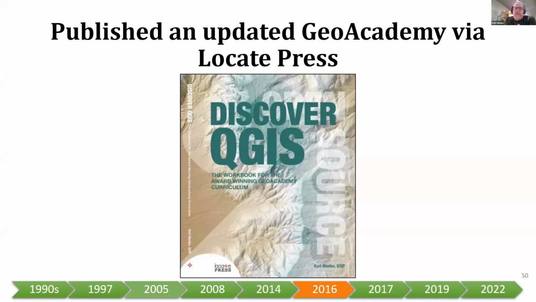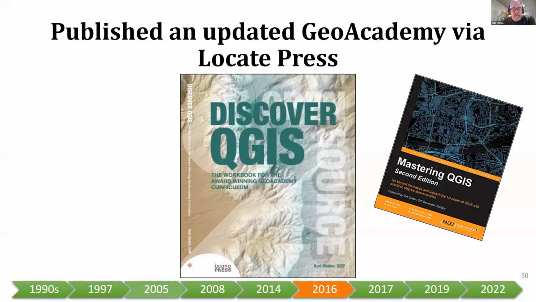And on the heels of that, the Geo Academy was getting a little stale. So I decided to publish that as a book, the first Discover QGIS book, as my way of updating it. And I'd had some negative experiences with Packt Publishing, so I chose Locate Press, which was formed by Tyler Mitchell and managed by Gary Sherman, who started QGIS. So it was a really friendly experience, and I recommend them to anyone who wants to write a geospatial book.